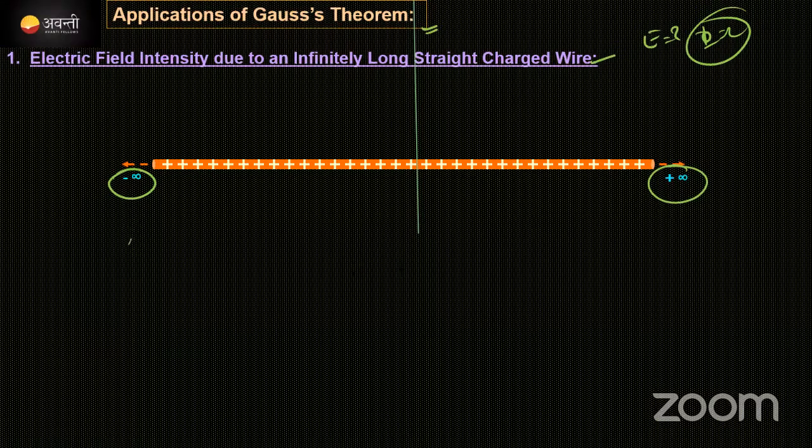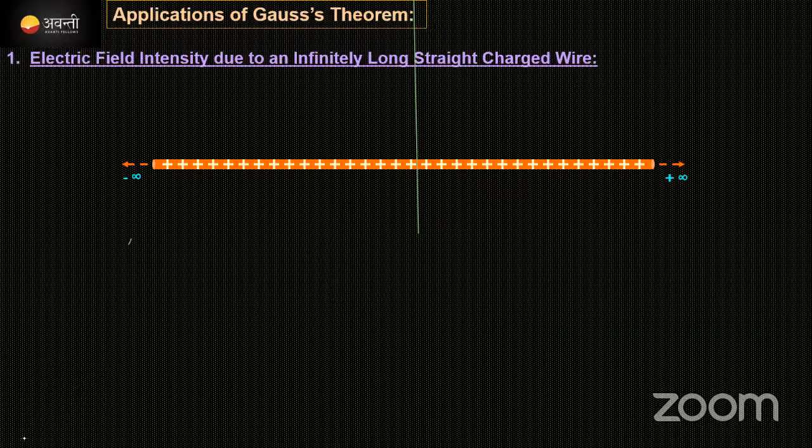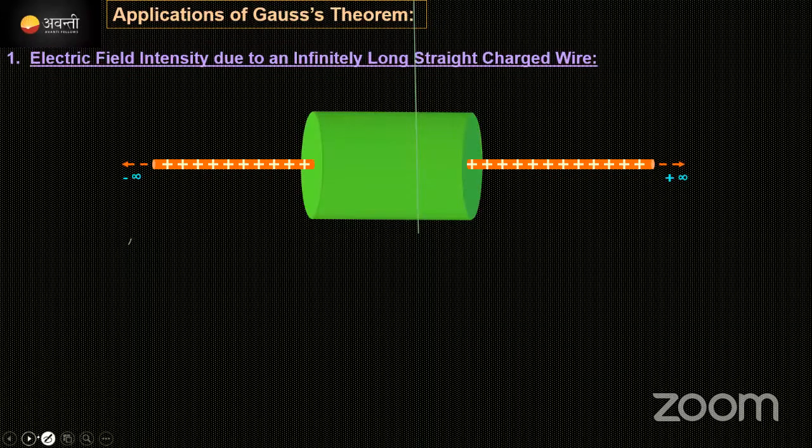Let me know, guys, for a structure like this wire, what will be the suitable Gaussian surface? Obviously we can't draw a sphere here, it will not give us symmetry, correct? That's why we have to choose a cylinder-shaped Gaussian surface, like this. Is it visible? Adjust it a bit. See how I have taken it. This is the Gaussian surface which I am taking.